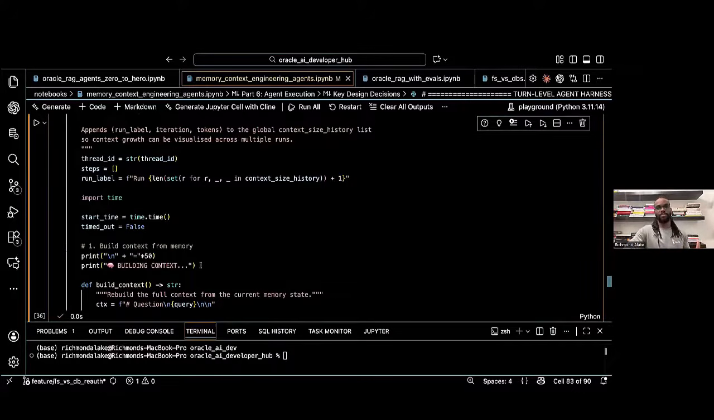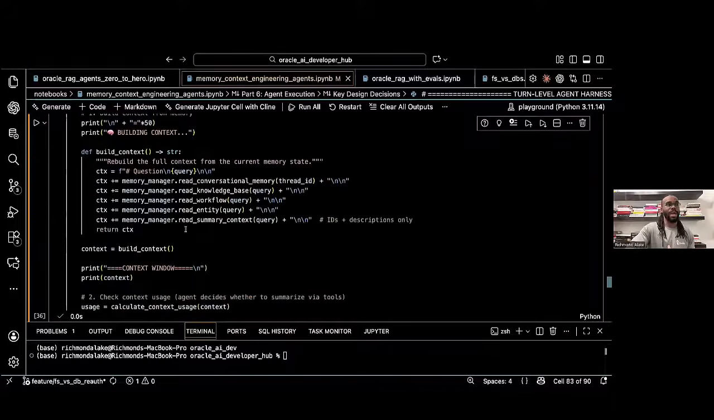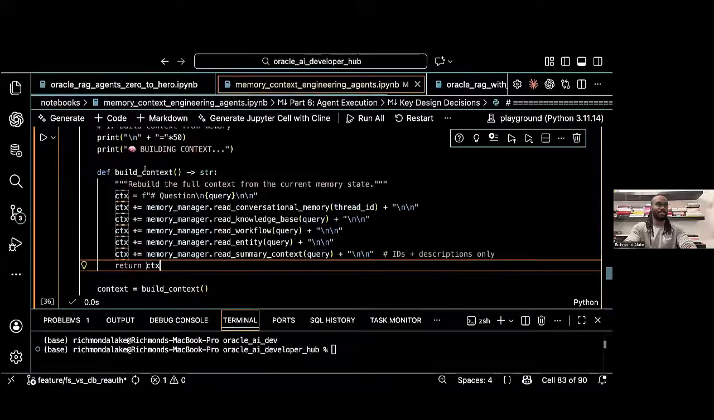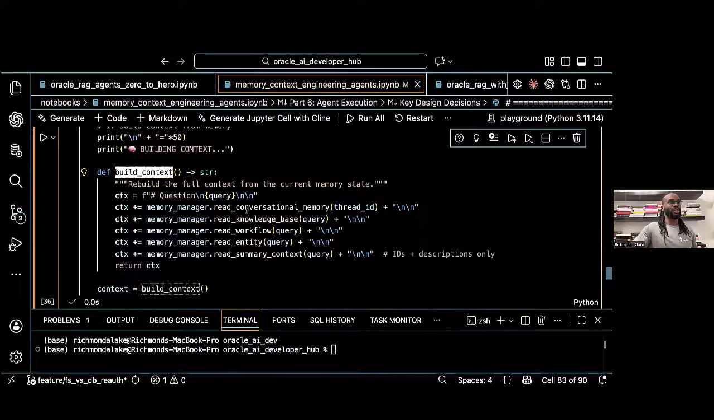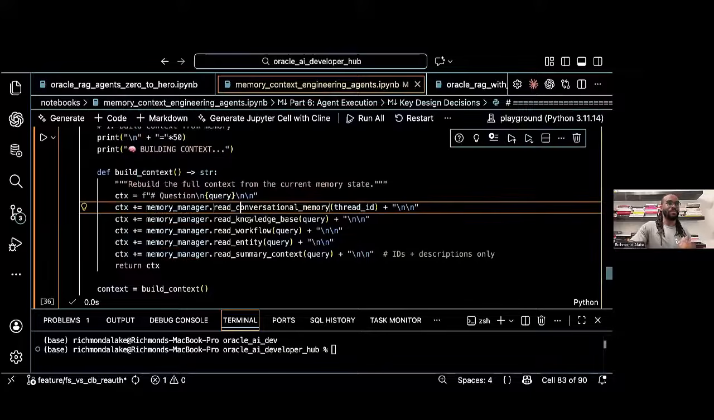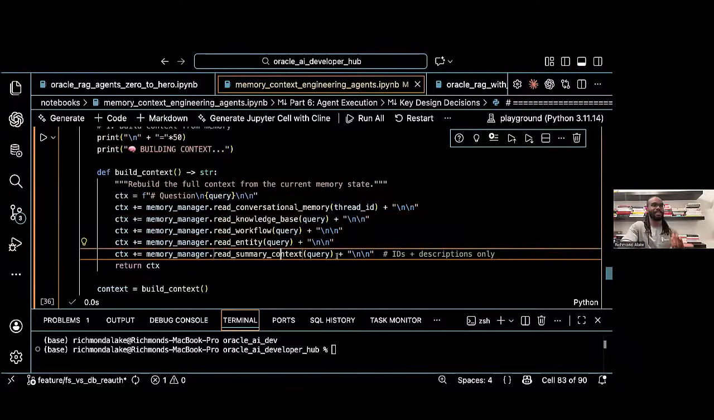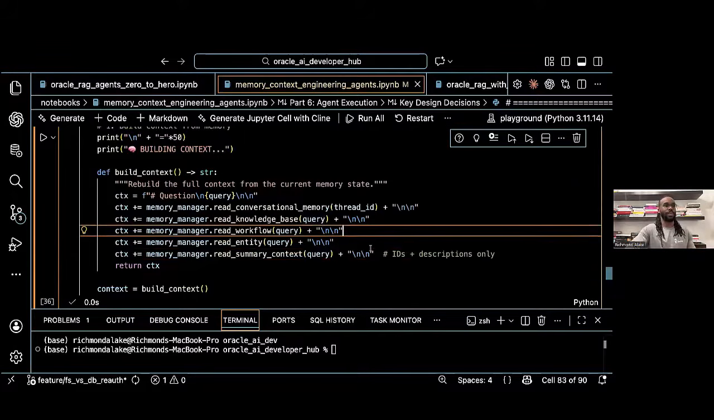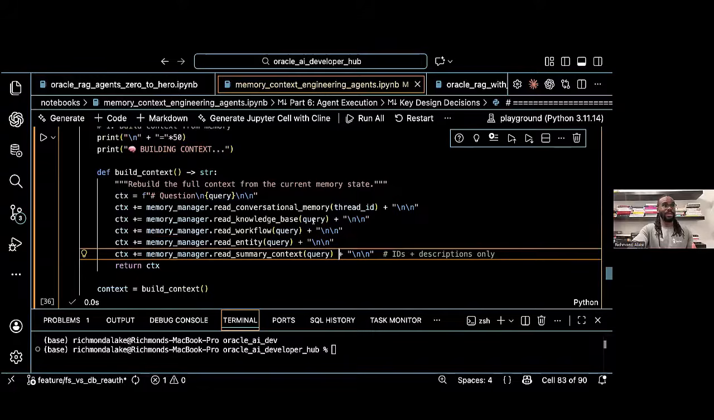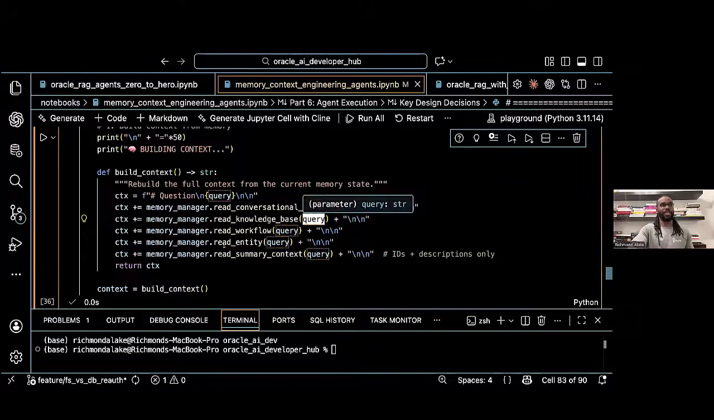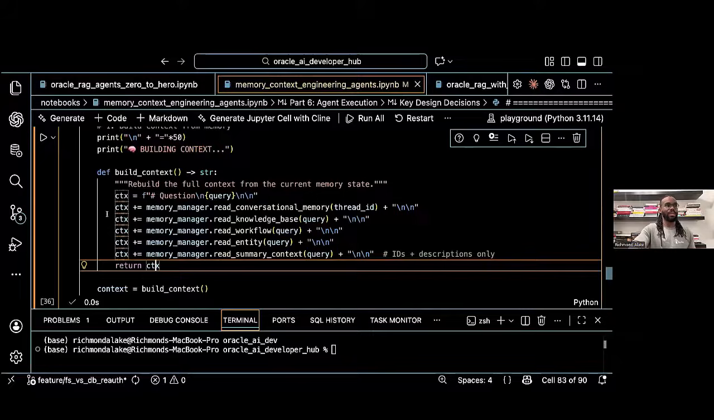Because our agent is both memory augmented and memory aware, the way we're going to build context is by basically using our memory manager to read from conversational memory, read from knowledge base, and read from workflow, entity, and summary context. And we're passing the query as what we use for the retrieval query, to actually get some information from our database that is ideally related to the domain or the context that we're operating within. And now we start to build the context.